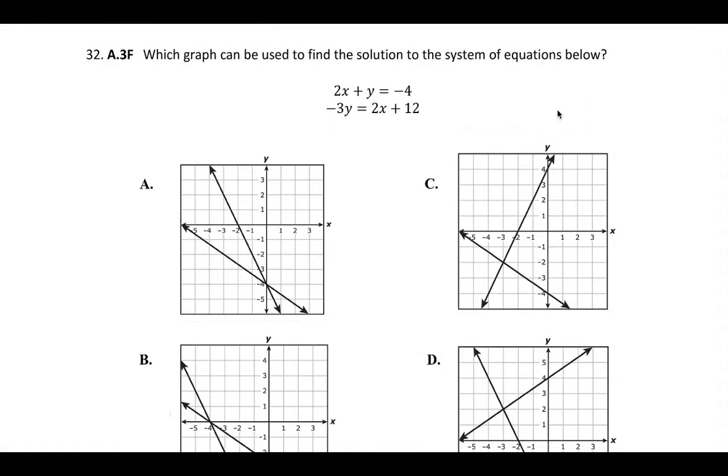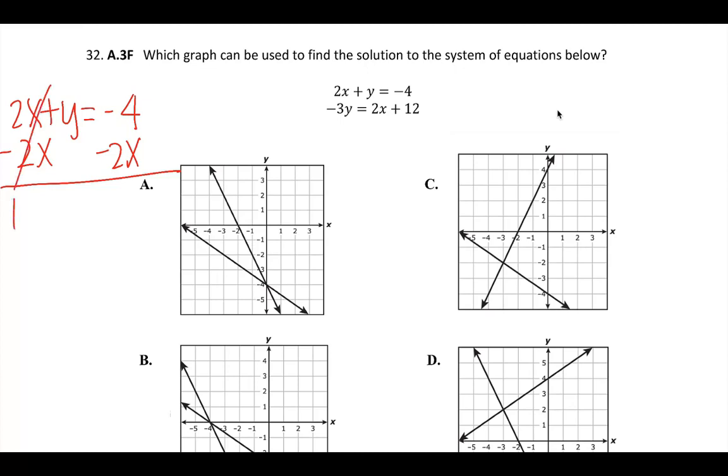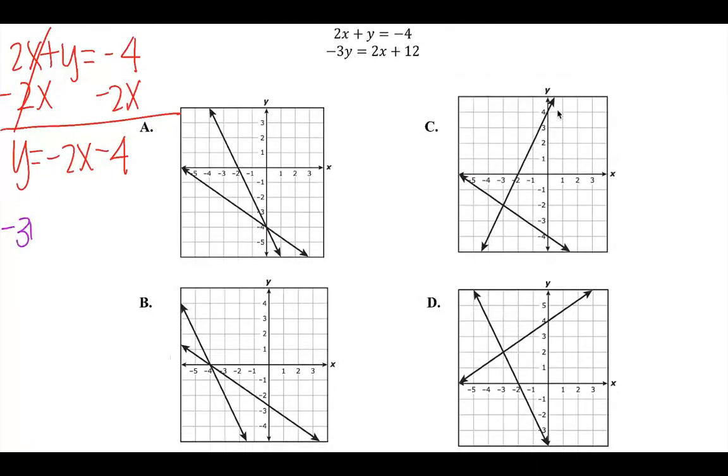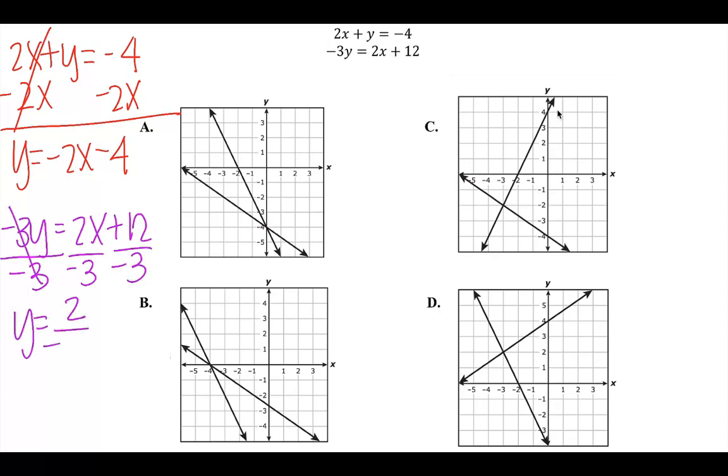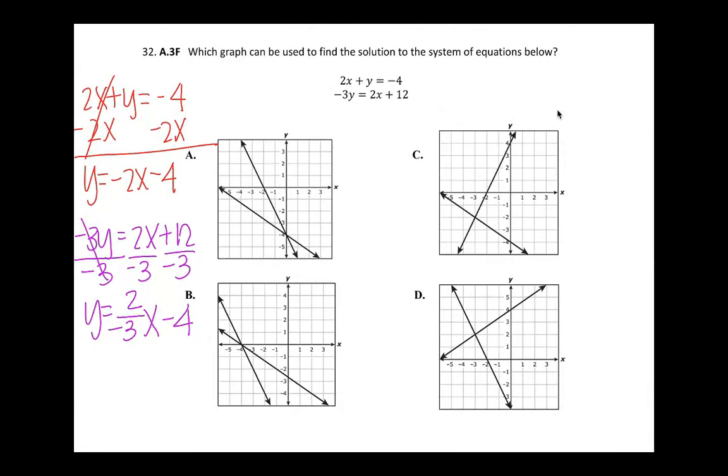Which graph can be used to find the solution of the system of equations? Okay, so again, I would solve for y. The first one is 2x plus y equals negative 4. So all I really need to do is move this 2x over. Y equals negative 2x minus 4. The other one, I need to divide everything by negative 3. Divide by negative 3, divide by negative 3. I'm left with 2, negative 3, negative 4. And I'm going to plug these in.